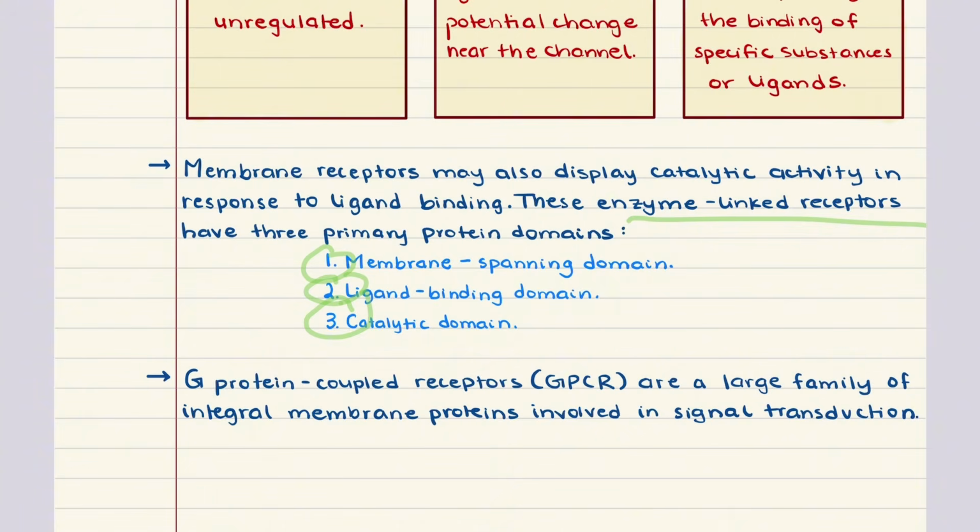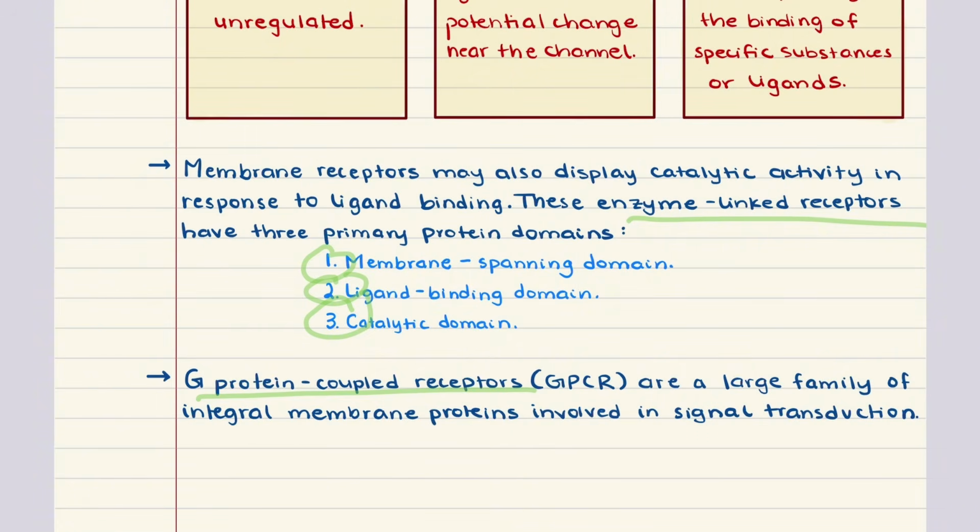And the third part is a catalytic domain, which becomes activated and carries out an enzymatic function inside the cell. Now, these types of receptors are involved in a lot of signaling pathways, especially those related to growth, metabolism, and immune responses. Finally, there are G protein coupled receptors, or GPCRs.